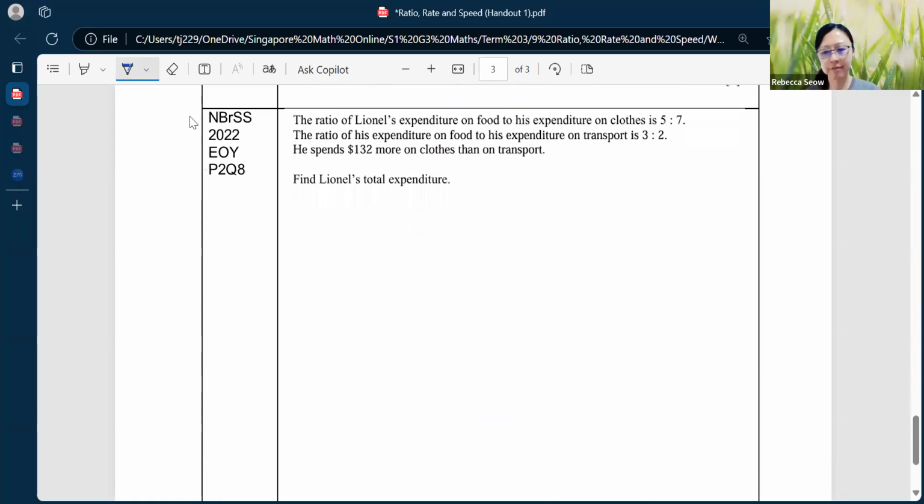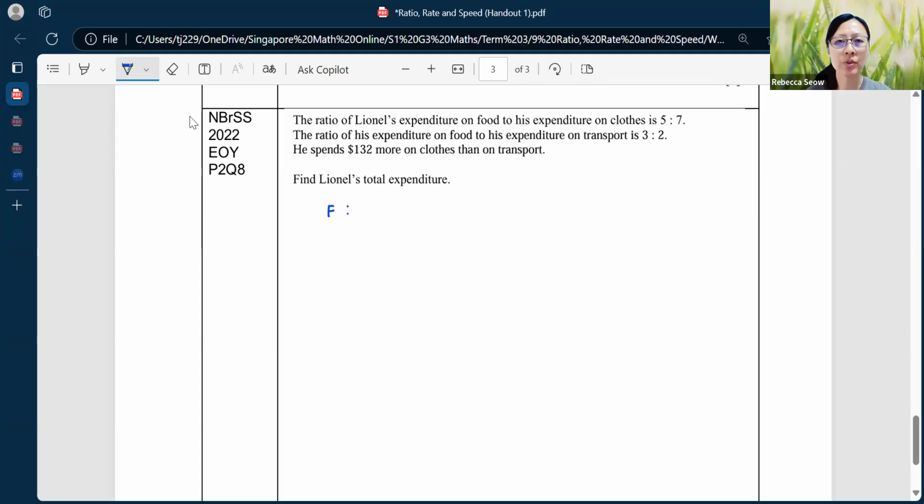Let's take a look at the final question. The ratio of Lionel's expenditure on food to his expenditure on clothes is 5 to 7. The ratio of his expenditure on food to his expenditure on transport is 3 to 2. Oh, this is yet another repeated identity question. The third repeated identity question we have come across so far in just this one handout. He spends $132 more on clothes than on transport. Find Lionel's total expenditure. So let's list down the information given.